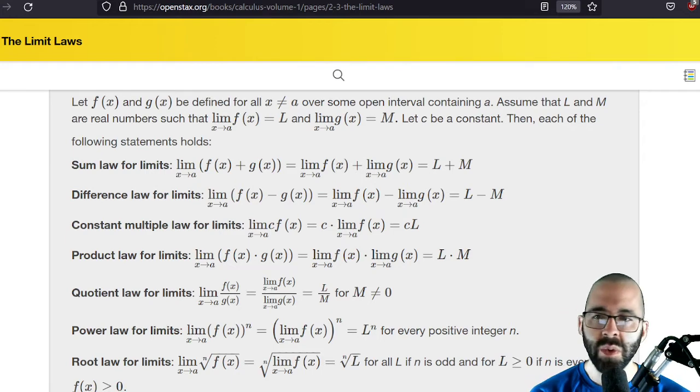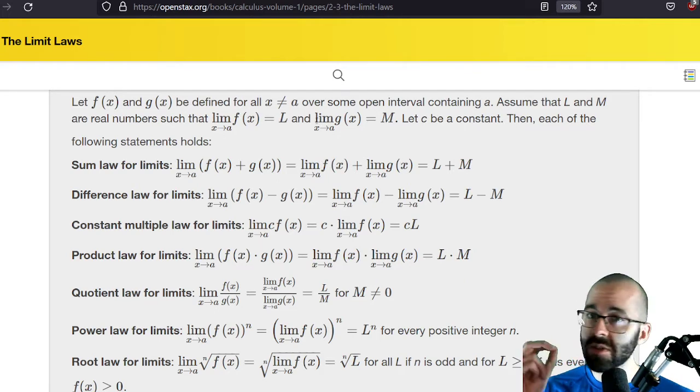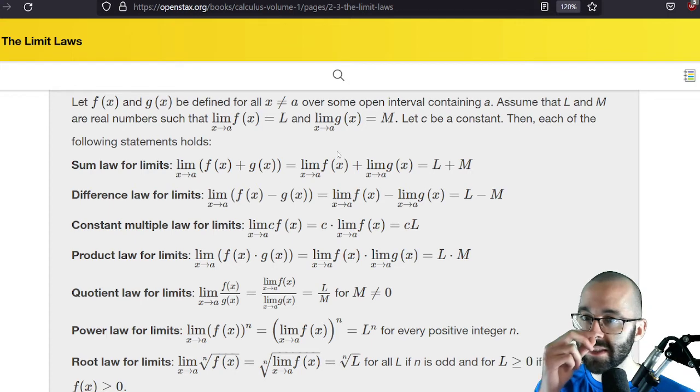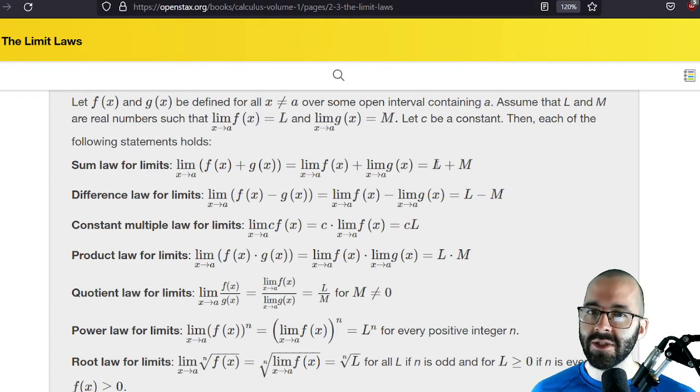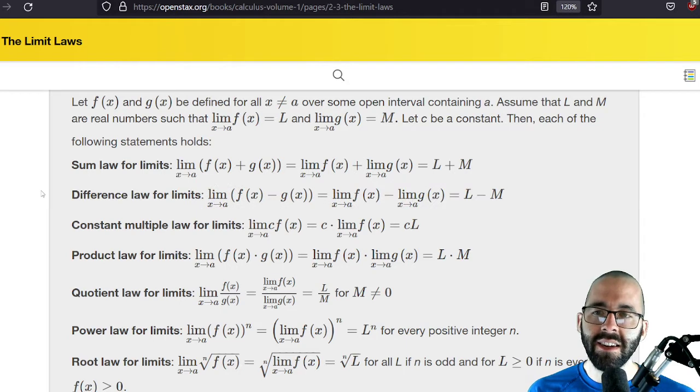So this first one, the sum law for the limits, look at that. It's basically saying the limit of two things added together is just the limits of each individual one added together. And again, this only holds true as long as these limits exist. If L and M don't exist, then we can't use this. And the same thing for difference, right? The difference law is almost exactly the same as the sum law, but again, now it's just subtraction.